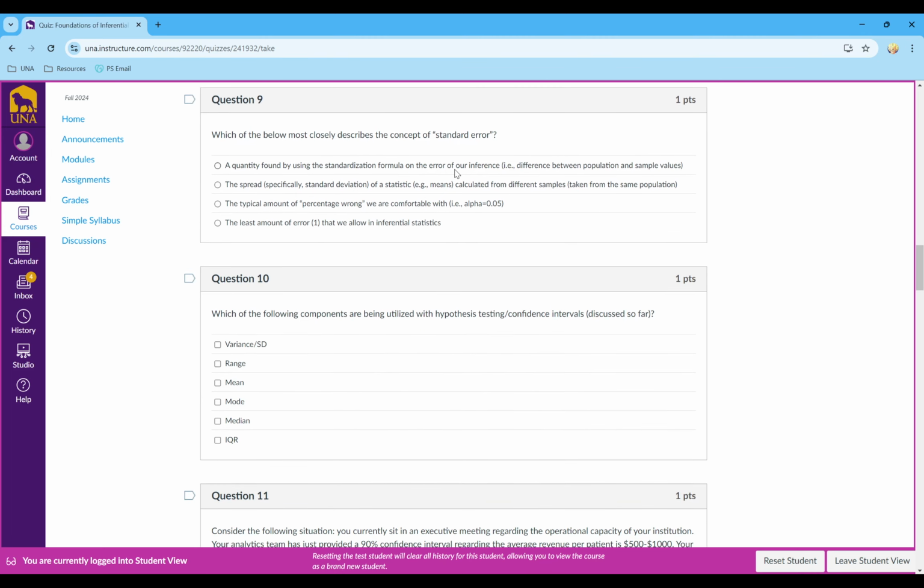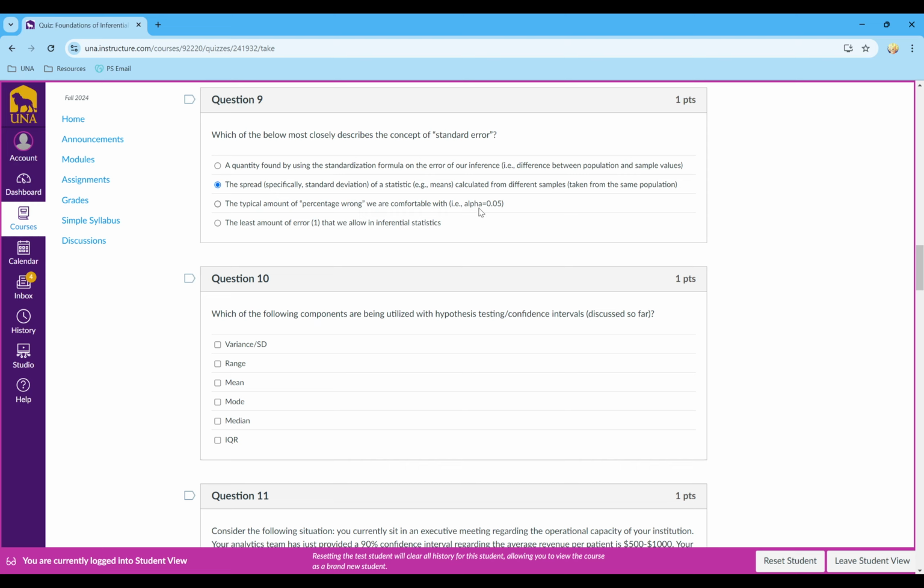All right, which of the below most closely resembles the concept of a standard error? Well, remember, standard error is just the standard deviation of the sampling distribution. So looking for one that says something like that. Standardization formula, an error, difference between population and sample. I don't really know what that's talking about, but it sounds fancy. Spread, specifically standard deviation of a statistic. Yeah, there we go. Okay, that's the one.